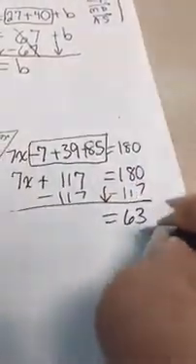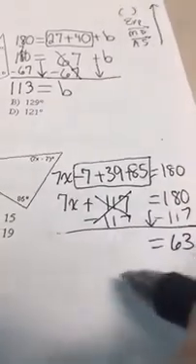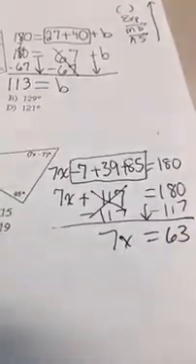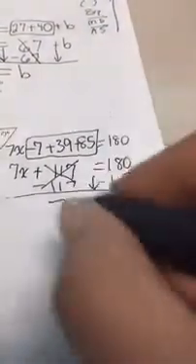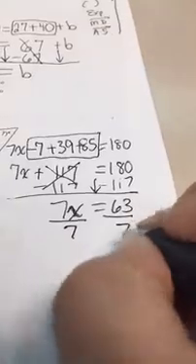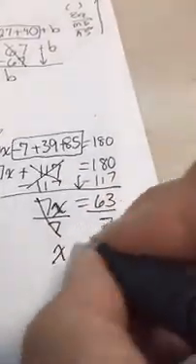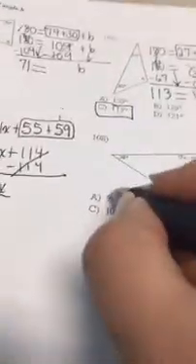Bring down your equal sign. This cancels out, and bring down your 7x. Now, last step, 7 is touching the x. So to get rid of the 7, we're going to divide both sides by 7. And x equals 9.